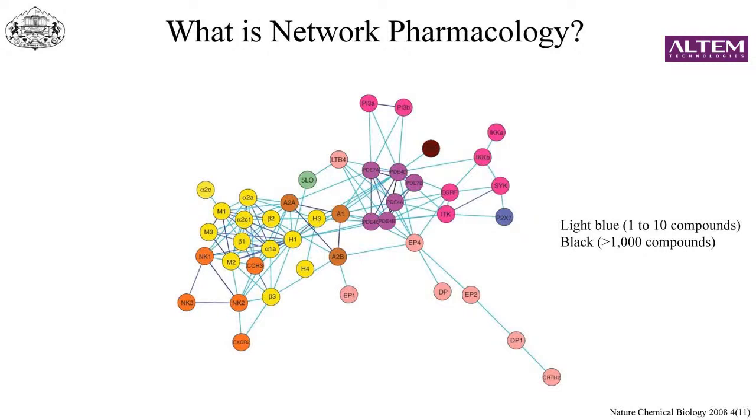So this is startling, right? For instance, if you look at A2A versus A2B, which are GPCRs, adenosine 2A versus 2B, you will see a black line, which means these two receptors share more than 1000 compounds. So the notion that we have, that this one pure chemical going in our body hits just one target, may not actually be true, because there is so much interconnection.